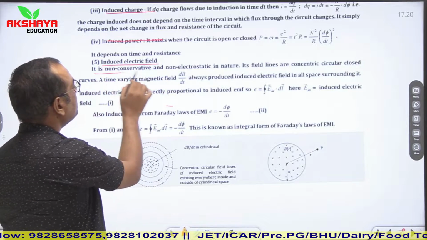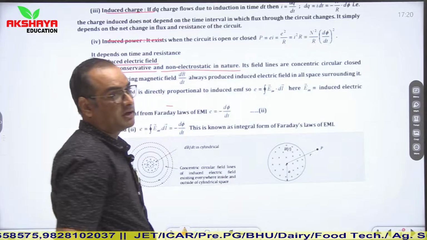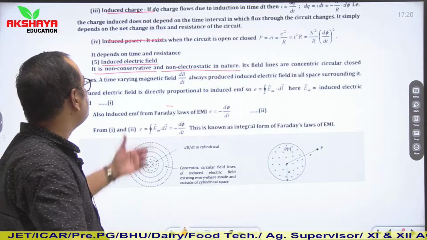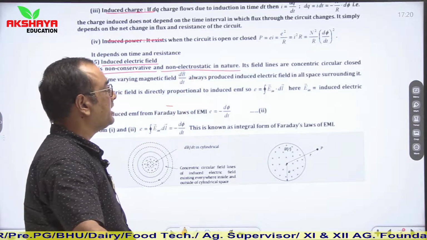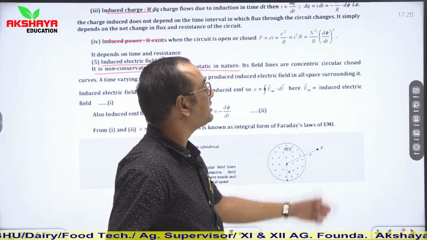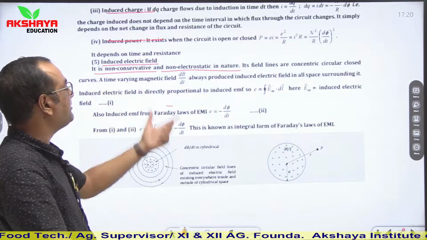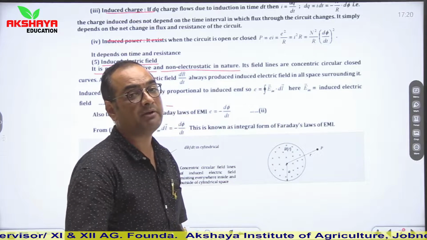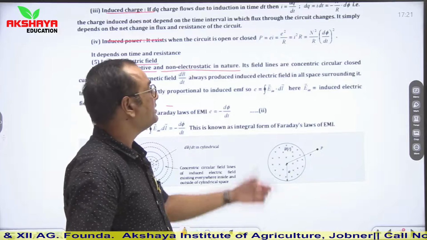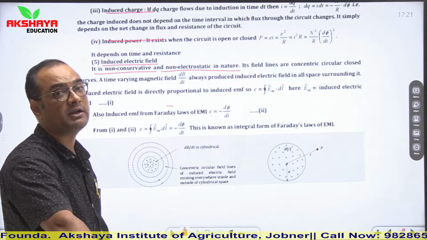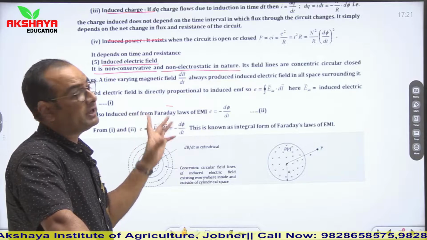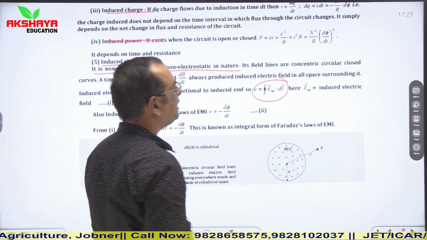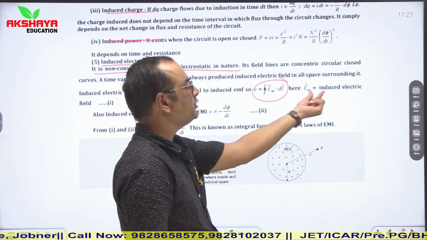Now if we have to calculate the induced electric field, it is non-conservative and non-electrostatic in nature. The electric field which is induced due to change in magnetic flux is non-conservative and non-electrostatic, and its field lines are concentric closed circular loops. A time varying magnetic field dB upon dt always produces an induced field in all space surrounding it. So keep in mind, whenever we talk about a variable magnetic field, this time dependent magnetic field produces an induced electric field. So this is the relation: E is equal to the closed integral of E dot dl. So here E is the induced electric field.